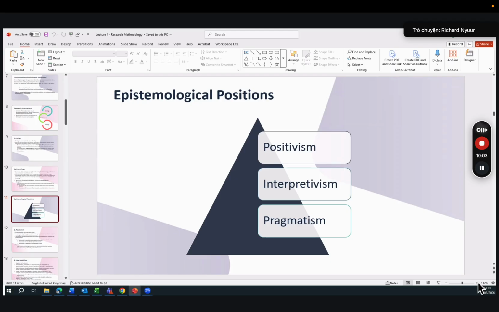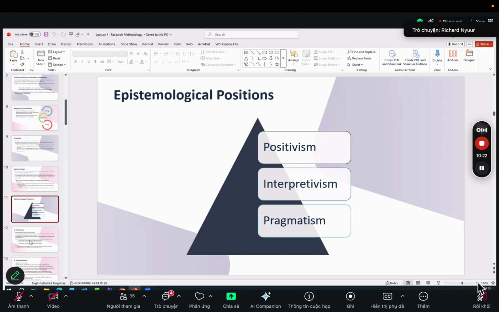Pragmatism is where people tend to mix the two. We use mixed methods, so you add the quantitative and the qualitative. They call it pragmatism. And they adopt the best approaches of the two.